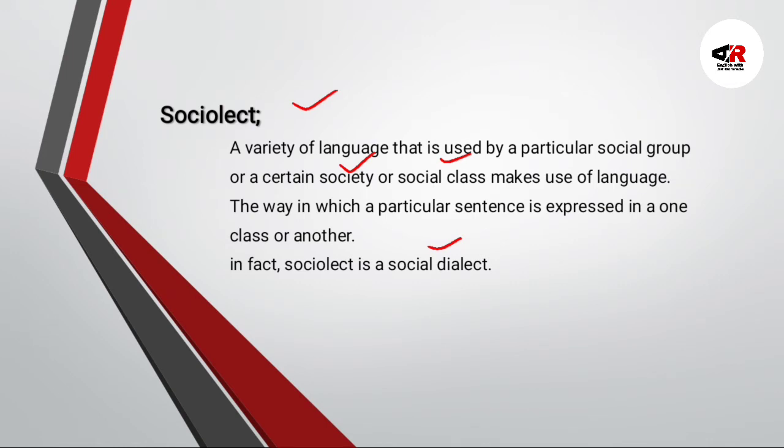A sociolect example is Christians, Muslims and Jews in Baghdad, who speak different varieties of Arabic. They speak different varieties of Arabic in Baghdad, Iraq.